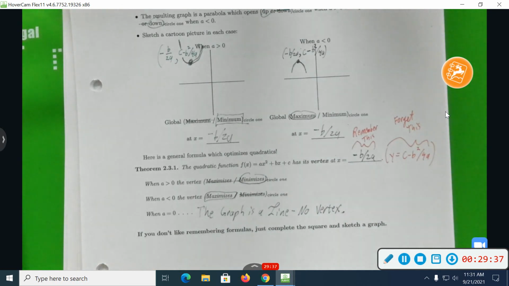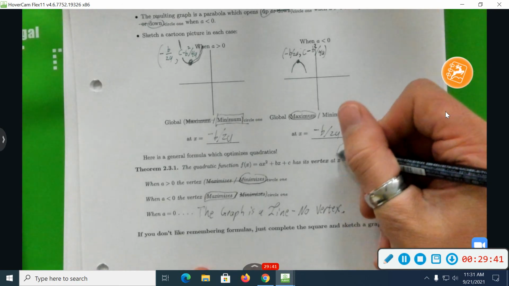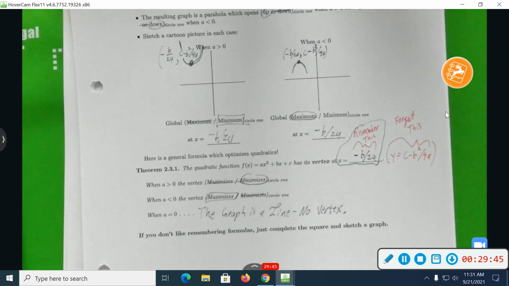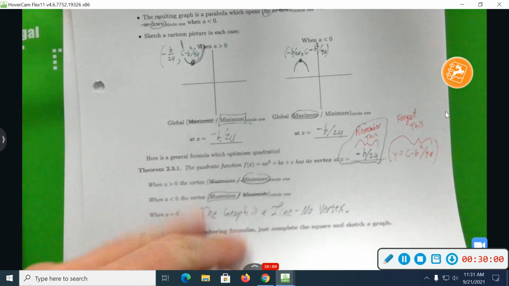So, the big takeaway from this page is this fact. The x-coordinate of the vertex is negative b over 2a. And the vertex maximizes or minimizes in the settings when you know it should maximize or minimize. Nice. So, the remaining things to do, I think, are some applications.